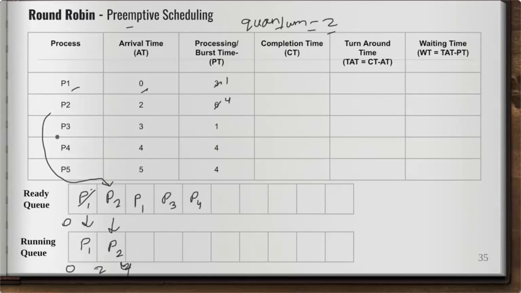Okay. So they go ahead and move over here. P3 moves here, P4 moves here. They go inside of the ready queue. And then because P2 still has these 4 units remaining, it will be placed after these.